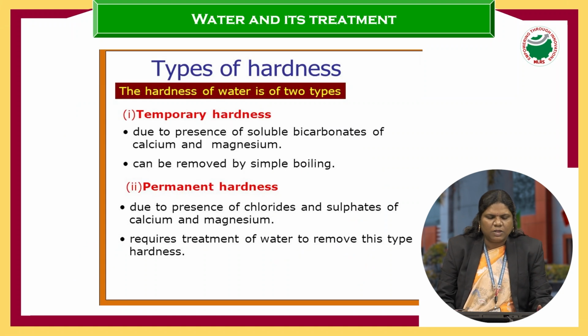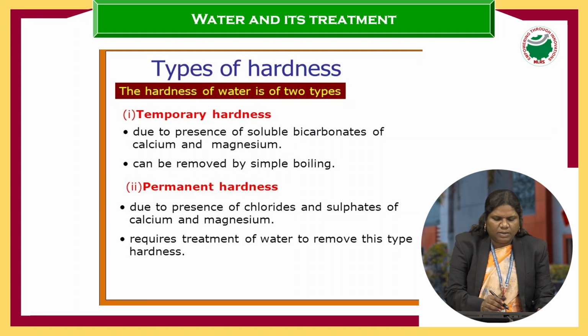And next, types of hardness. We will see how many types of hardness of water there are. The hardness of water is of two types, mainly the temporary hardness and the permanent hardness.